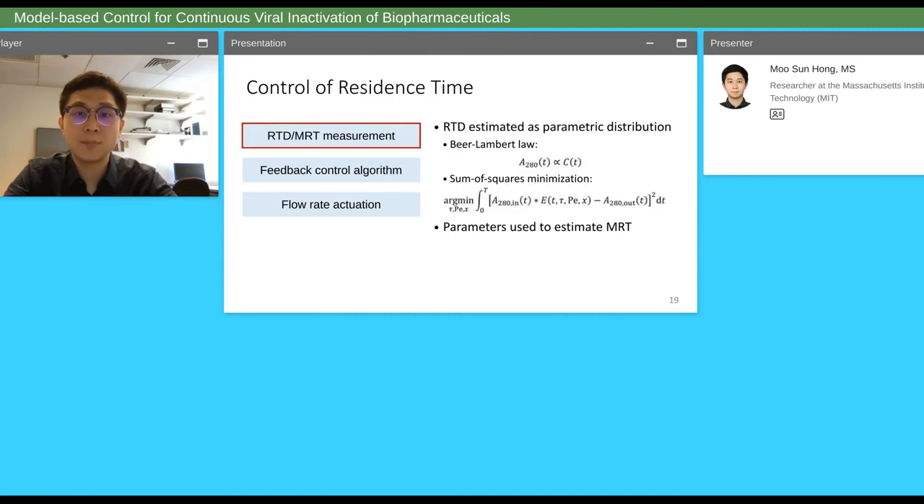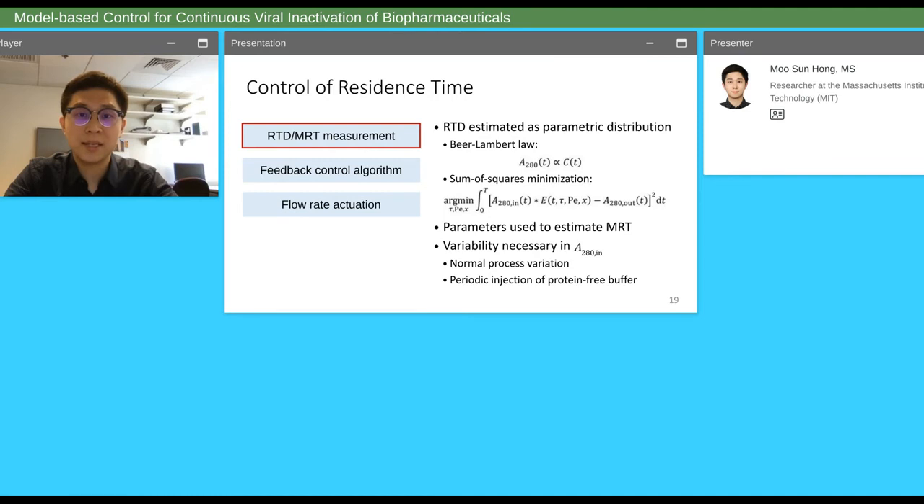First, measuring minimum residence time directly using tracer experiments is impossible due to small fraction value and inline sensor noise. To overcome this lack of observability, residence time distribution was estimated as a parametric distribution, which then can be used to determine minimum residence time. Using the Beer-Lambert law, the absorbance is directly proportional to the concentration. So the parameters for the residence time distribution model can be calculated through the given sum of squares minimization problem.